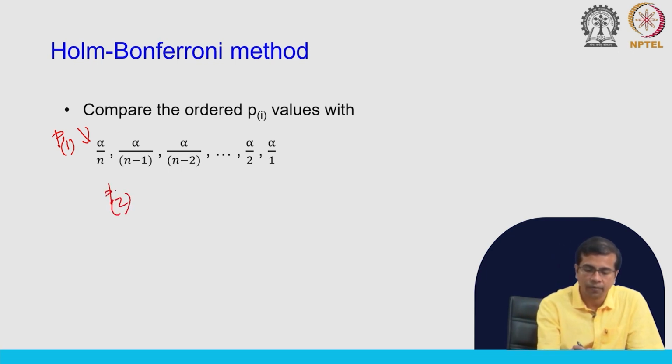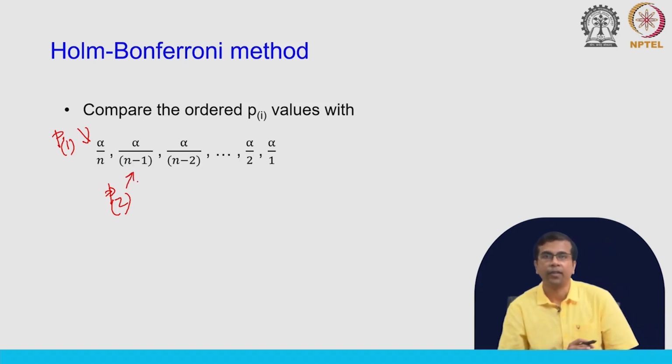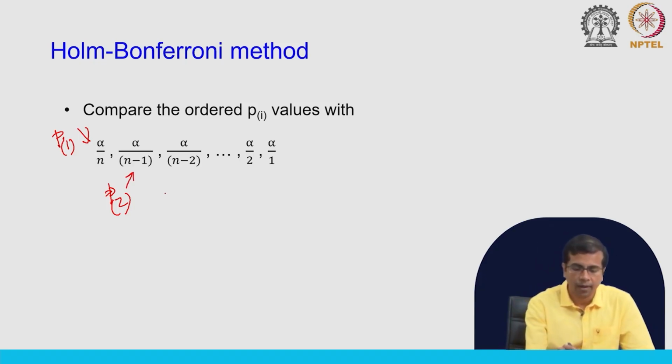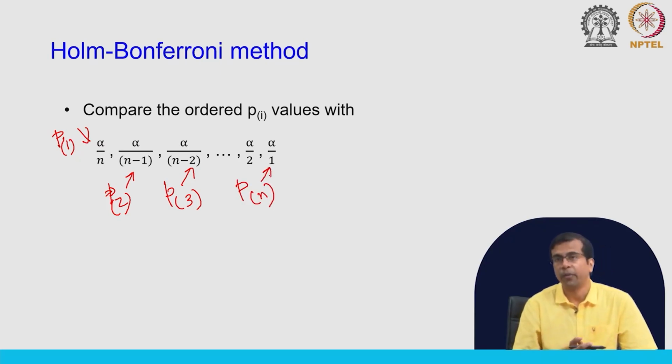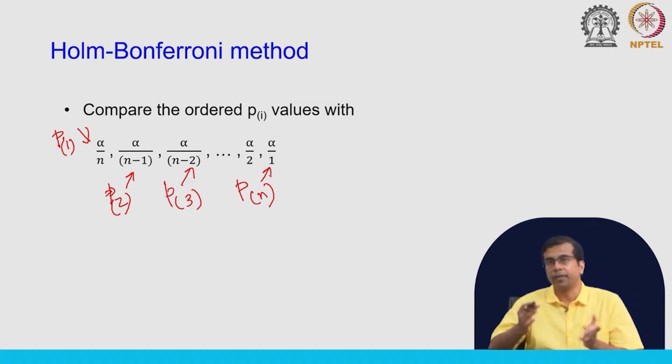And then for p (2), the next sorted value, you compare with alpha divided by n minus 1, okay, and then you continue this process. For p (3) you compare against alpha by n minus 2, and finally for p (n) you compare with alpha by 1, or compare with alpha itself. Okay. So, in this case alpha is 0.05. Okay.